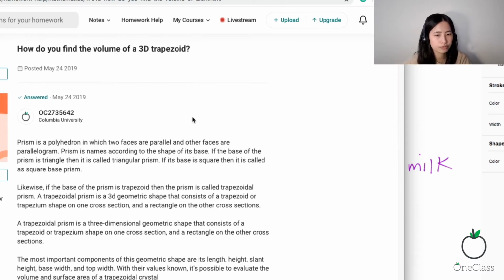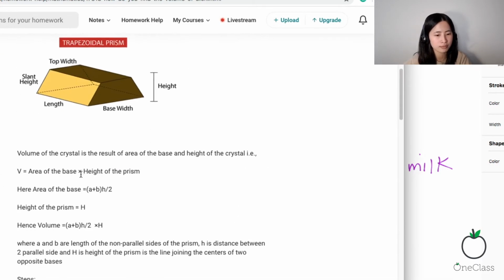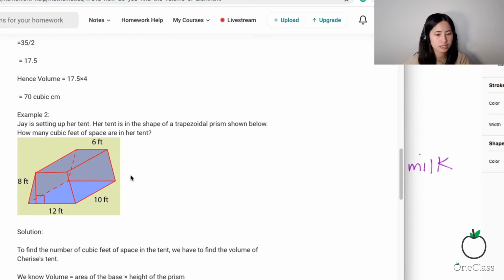Okay, so how do you find the volume of a 3D trapezoid? Instead of saying 3D trapezoid, I would reword this as a trapezoidal prism, because if you're looking at a trapezoidal prism, it would look something like this. I like this figure better because it actually shows you the bases, which is the trapezoid, right?